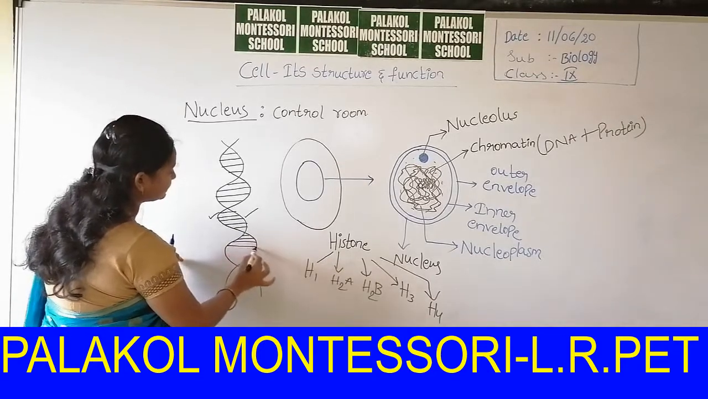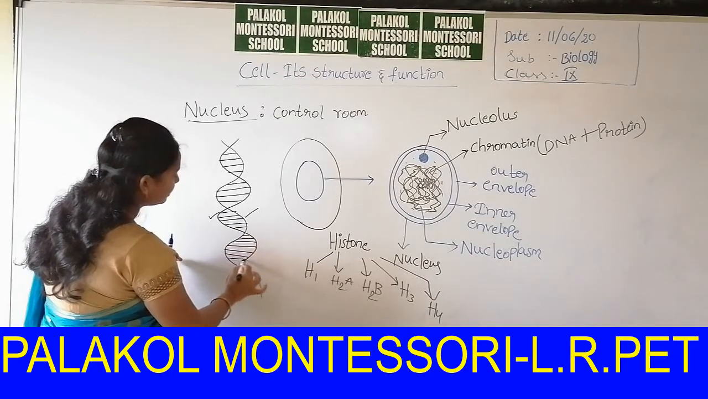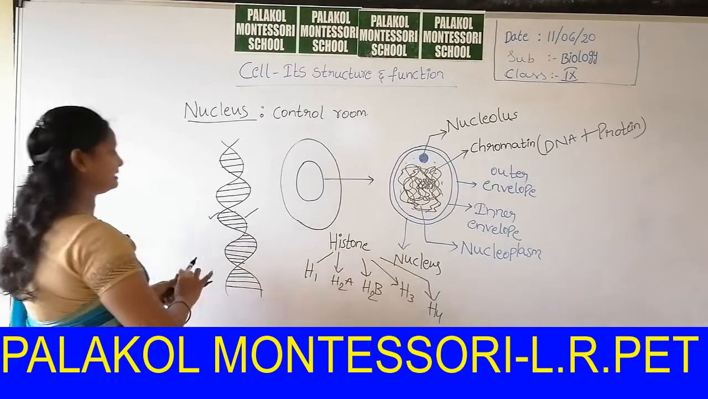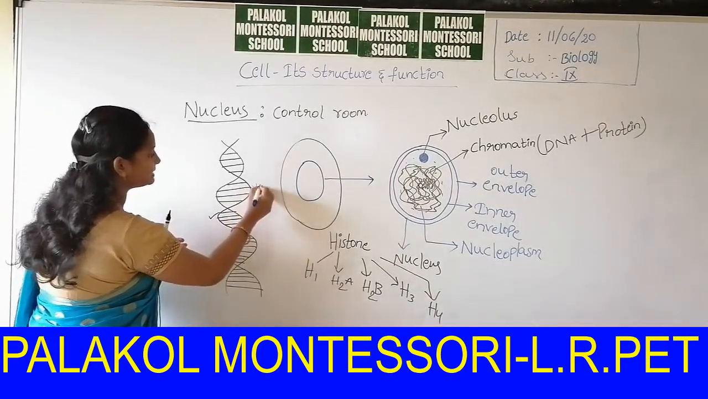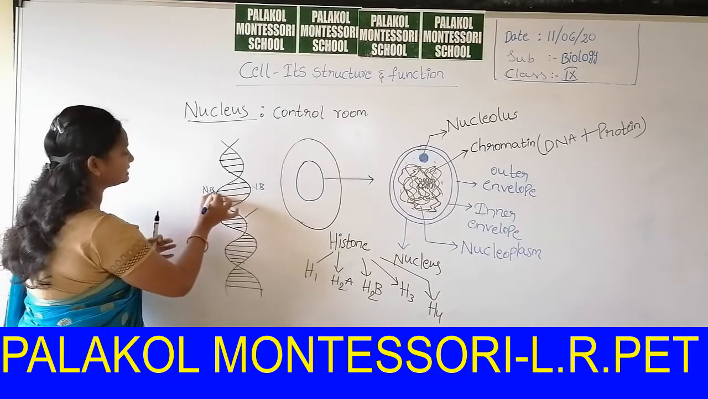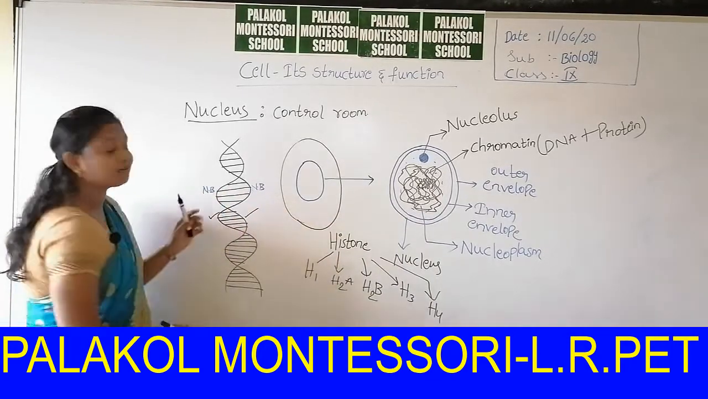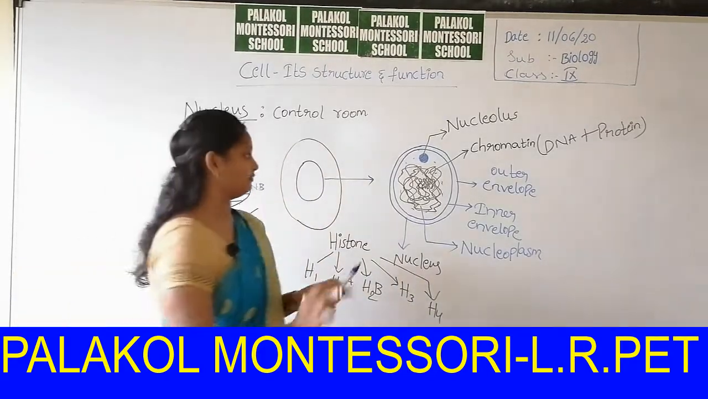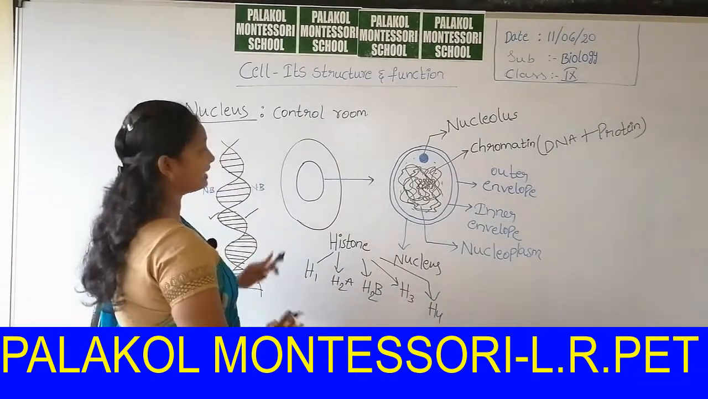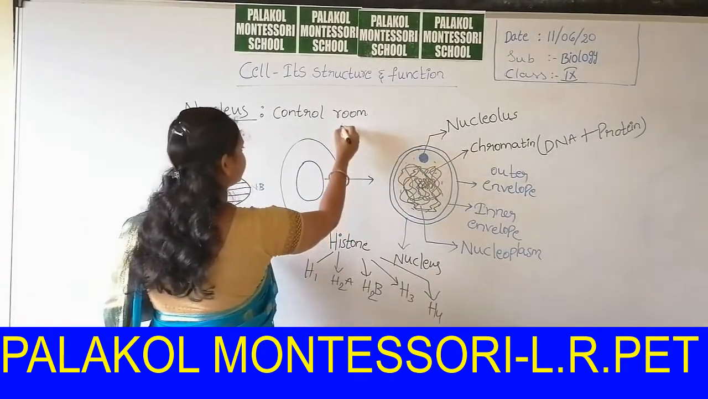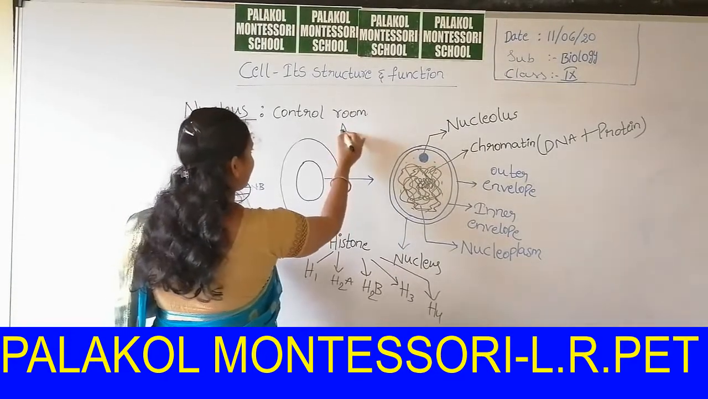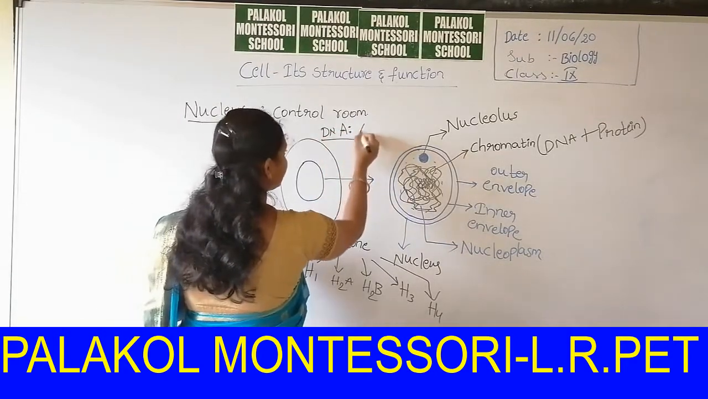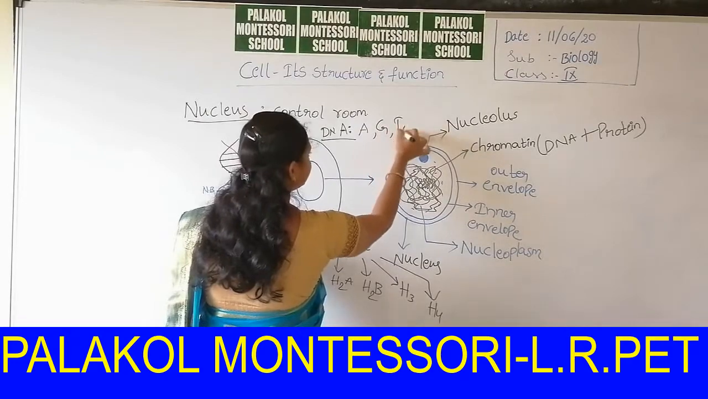Hydrogen bonds form between nitrogen bases. Here one nitrogen base is present, and here one nitrogen base is present. Between one pair of nitrogen bases, a hydrogen bond will form. How many types of nitrogen bases are there? There are 4 types. Okay, in the case of DNA, I am explaining about DNA, the 4 types are adenine, guanine, thymine and cytosine.